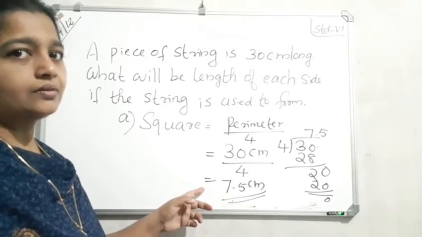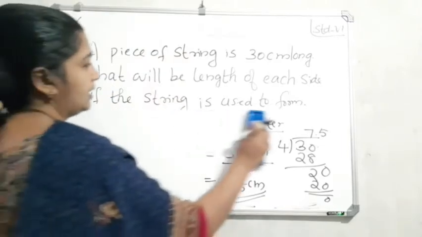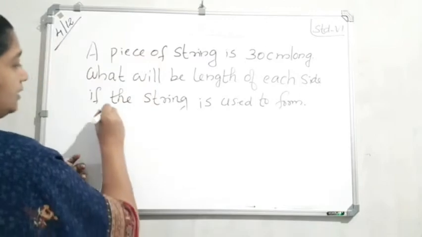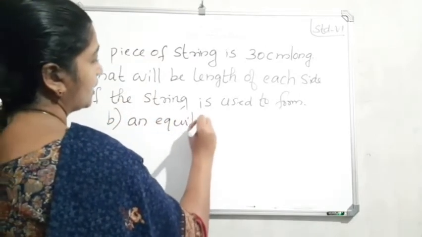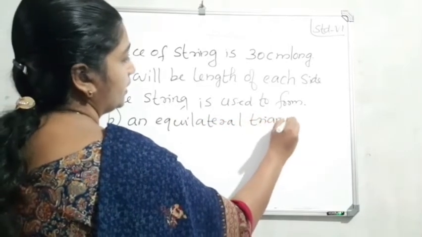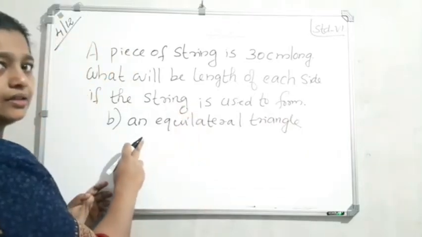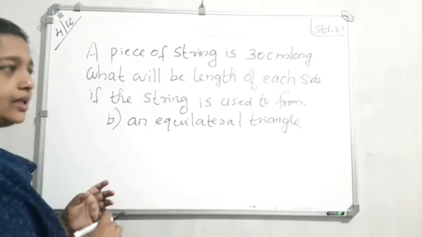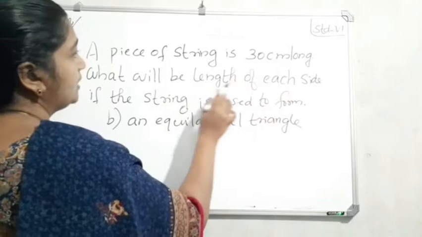Next one. Next sub question B. Here sub question B, an equilateral triangle. Again, you don't have to write the question. You can write question number B only. First A, then sub question B with the same question. Here also, a piece of string is 30 centimeter long. What will be the length of each side?